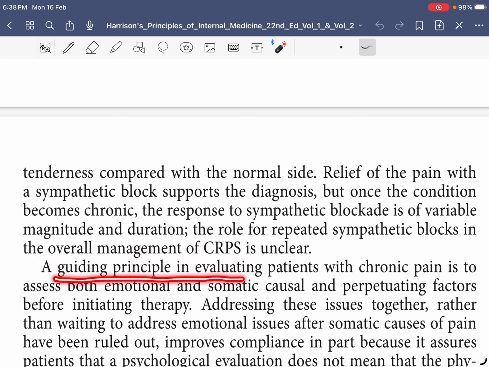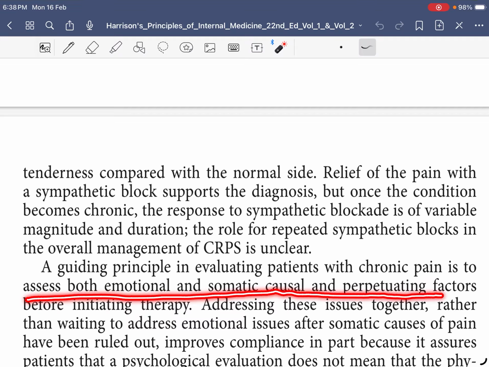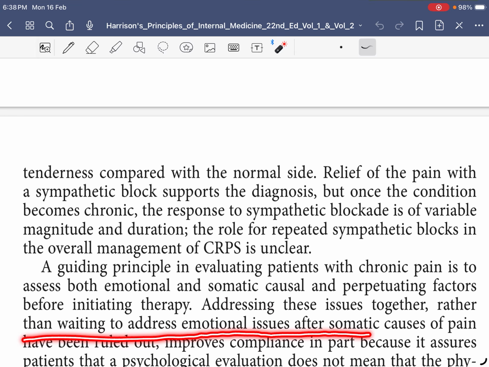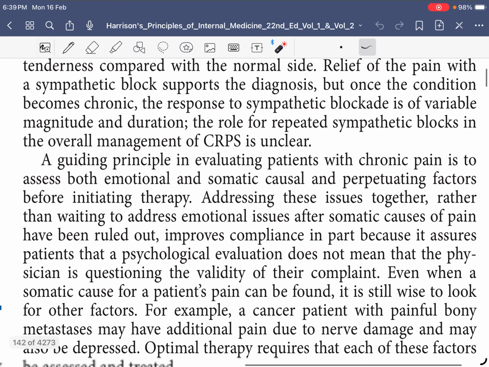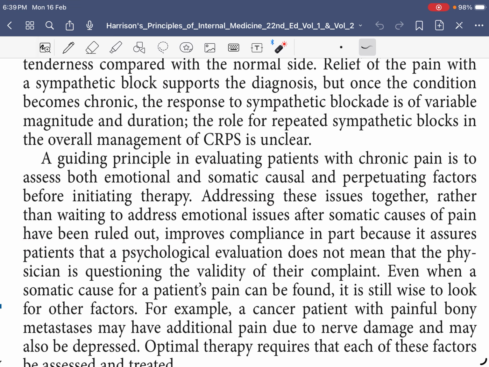A guiding principle in evaluating a patient with chronic pain is to assess both emotional and somatic causal and perpetuating factors before initiating therapy. Addressing these issues together, rather than waiting to address emotional issues after somatic causes of pain have been ruled out, improves compliance in part because it assures the patient that a psychological evaluation does not mean that the physician is questioning the validity of their complaint.